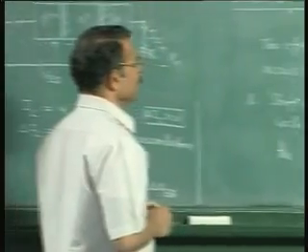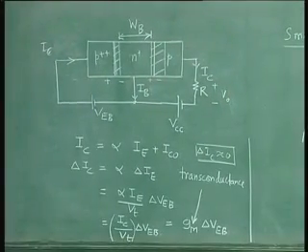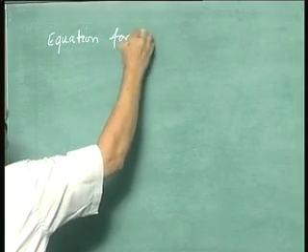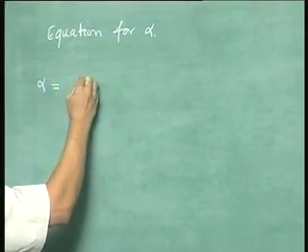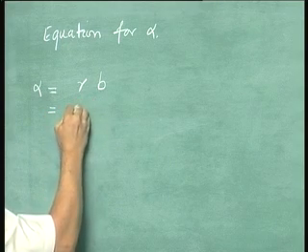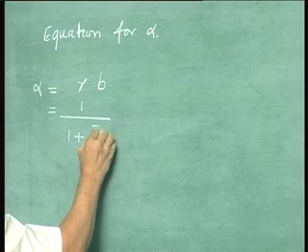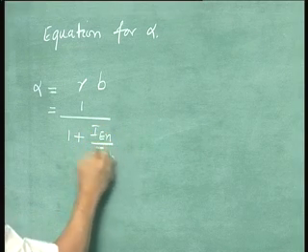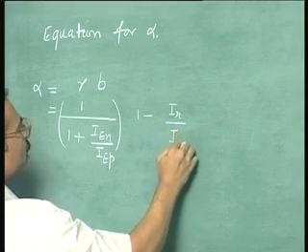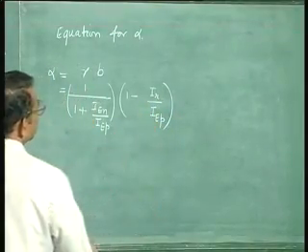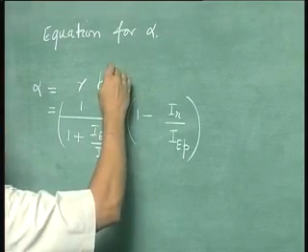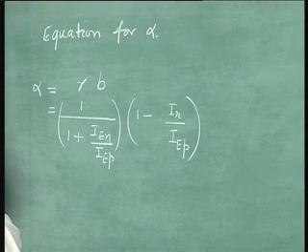This equation can be derived as follows. We have written down in an earlier lecture the equation for alpha is gamma into B, where gamma is injection efficiency, B is base transport factor, where gamma is 1 by 1 plus IEN upon IEP, and B is 1 minus IR by IEP. The base transport factor B is nothing but the ICP, the whole current reaching the collector divided by the whole current injected from the emitter.